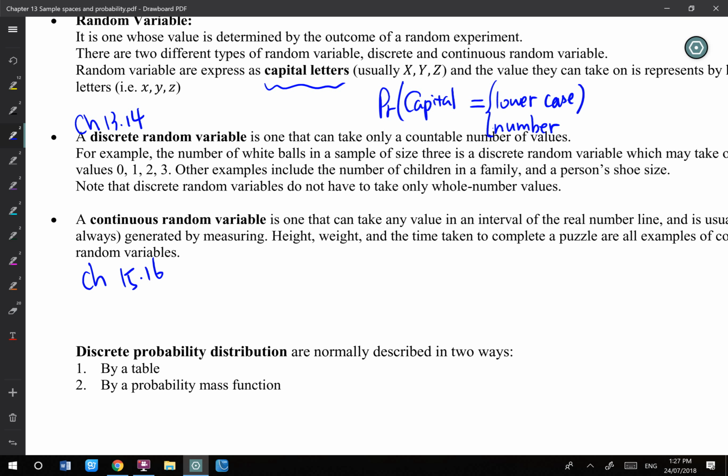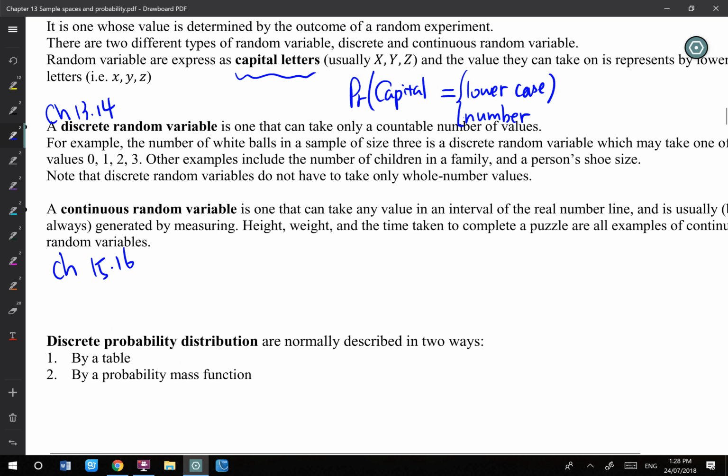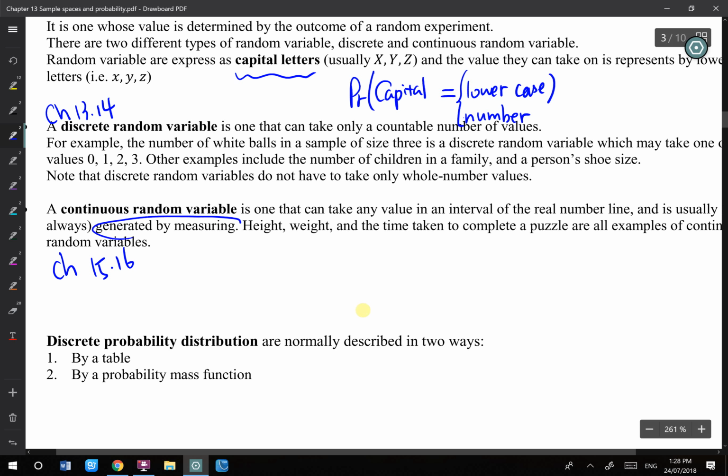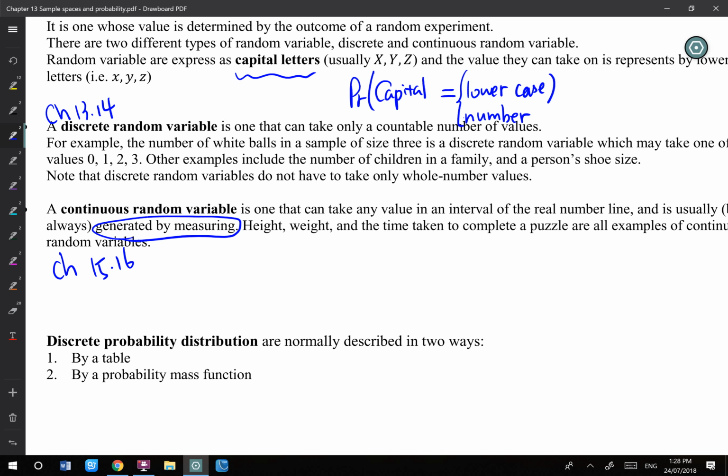What is a continuous random variable? Normally we have measurement values, usually generated by measuring. So you measure something, and these values are normally continuous. The example I always use is water bottles. What's the water in the bottle? From 0 millilitres to 600 millilitres, every value in between 0 and 600 is possible, because even though you can't measure it, you will correct it to 1 decimal place, for example.